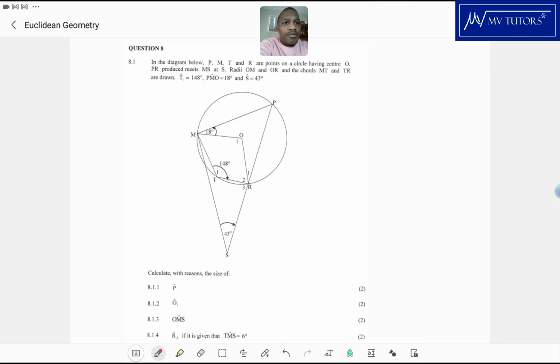Where's MT? MT and TR, okay, such that T1 is equal to 148. PMO, where's PMO?